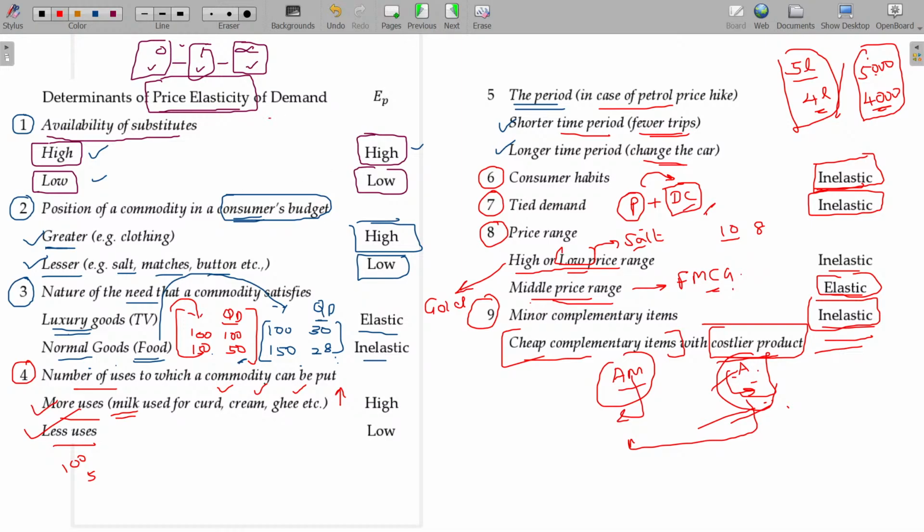Determinants of price elasticity of demand. The magnitude of the change in the quantity demanded due to the change in these factors depends upon the availability of substitutes and the position of the commodity in the consumer's budget, as well as the want satisfaction, number of users, time period of such hike, consumer habit, tied demand, price range, and other items. These are the reasons for determining the price elasticity of demand. Okay, come on, make a note of it.